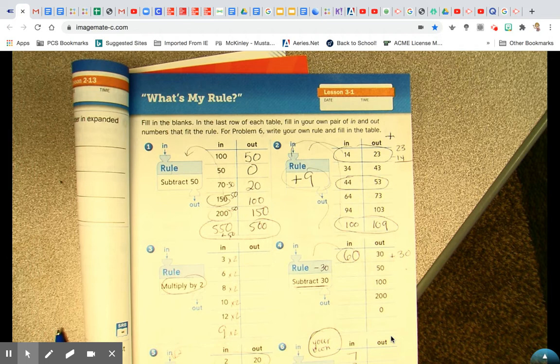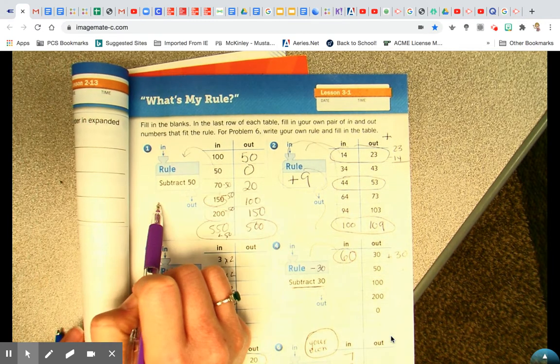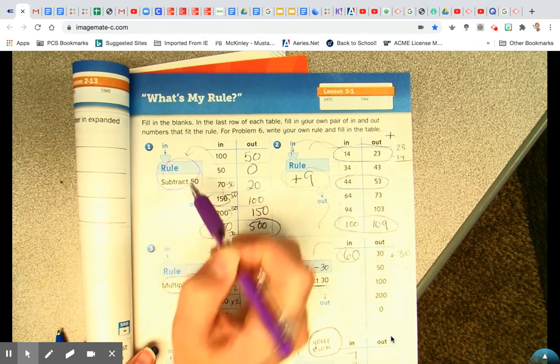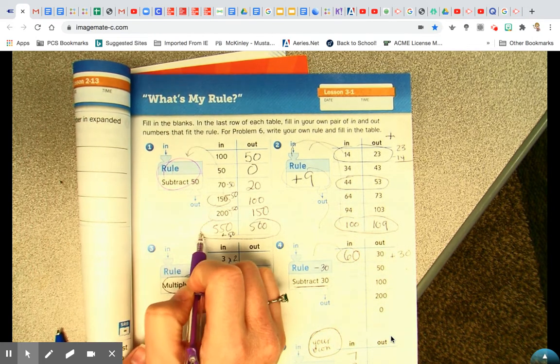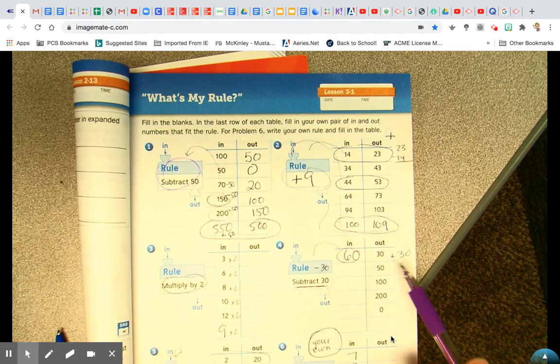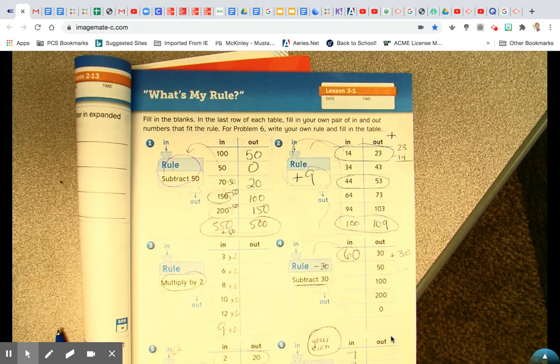So today we did some fun stuff for 3-1. We did what's my rule, input and output charts. These are one of my favorite things. I love it. It's super fun. These are called function machines. We put a number in, we do the rule to it, and then it comes out a different number. Sometimes, if we have the output side, we have to figure out what the opposite of the rule is to get the other side. We'll get into that in just a minute.